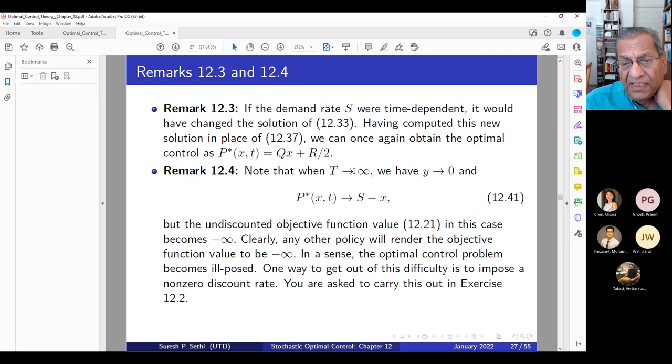If T is infinity, we know y goes to 0, and so we know that p star xt will go to s minus x. That means if the inventory is x, you produce s minus x. And if the inventory is minus 3, maybe you produce 5 plus 3, 8. So what I'm trying to say is the production should be exactly the demand minus the inventory we have, okay?